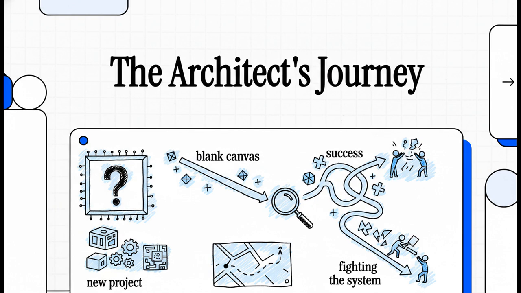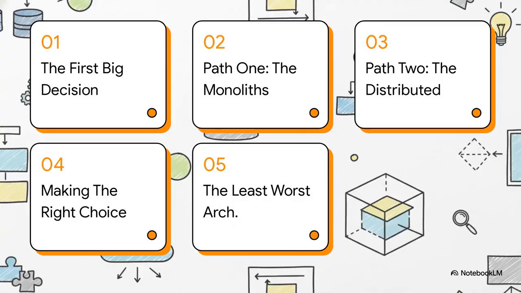Get it right, and you've set yourself up for success. But get it wrong? Oh man, you could be fighting your own system for years. So in this explainer, we're going to map out that journey, how to make that choice with confidence. So here's how we're going to tackle this. We've broken the journey down into 5 key parts.